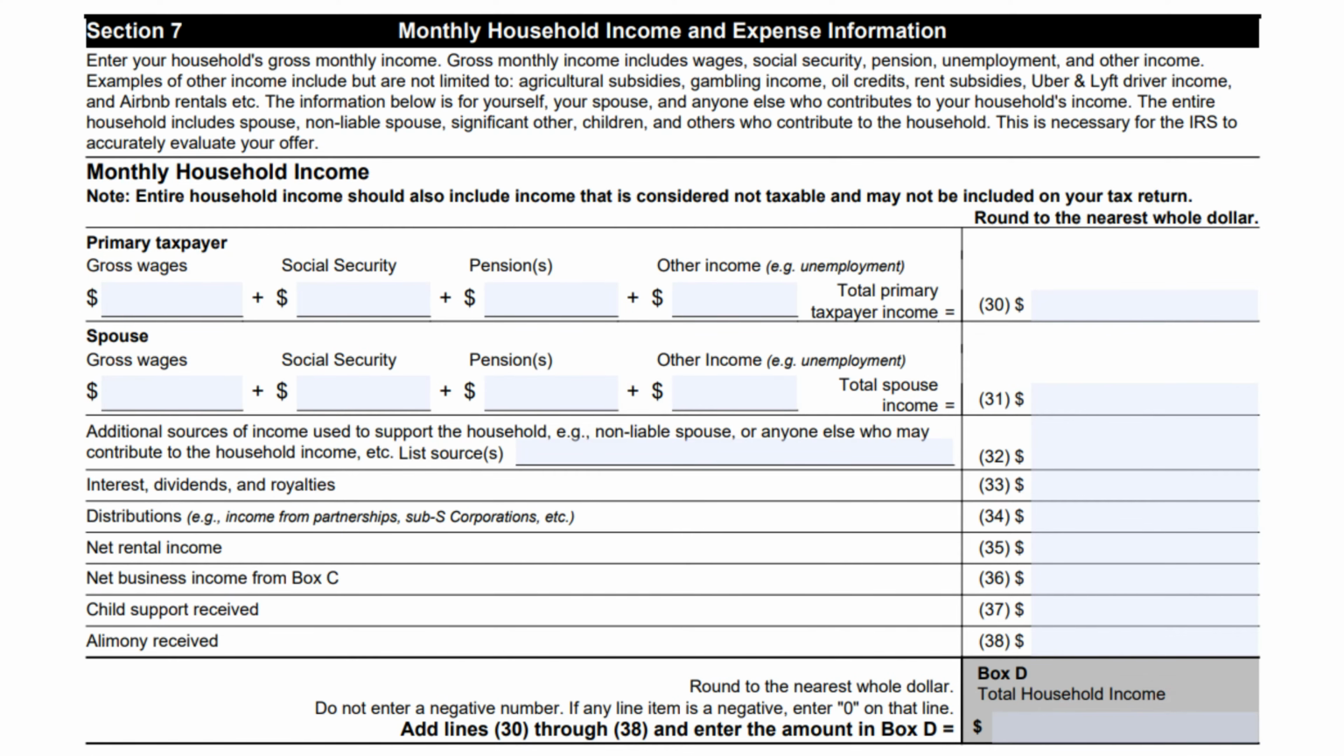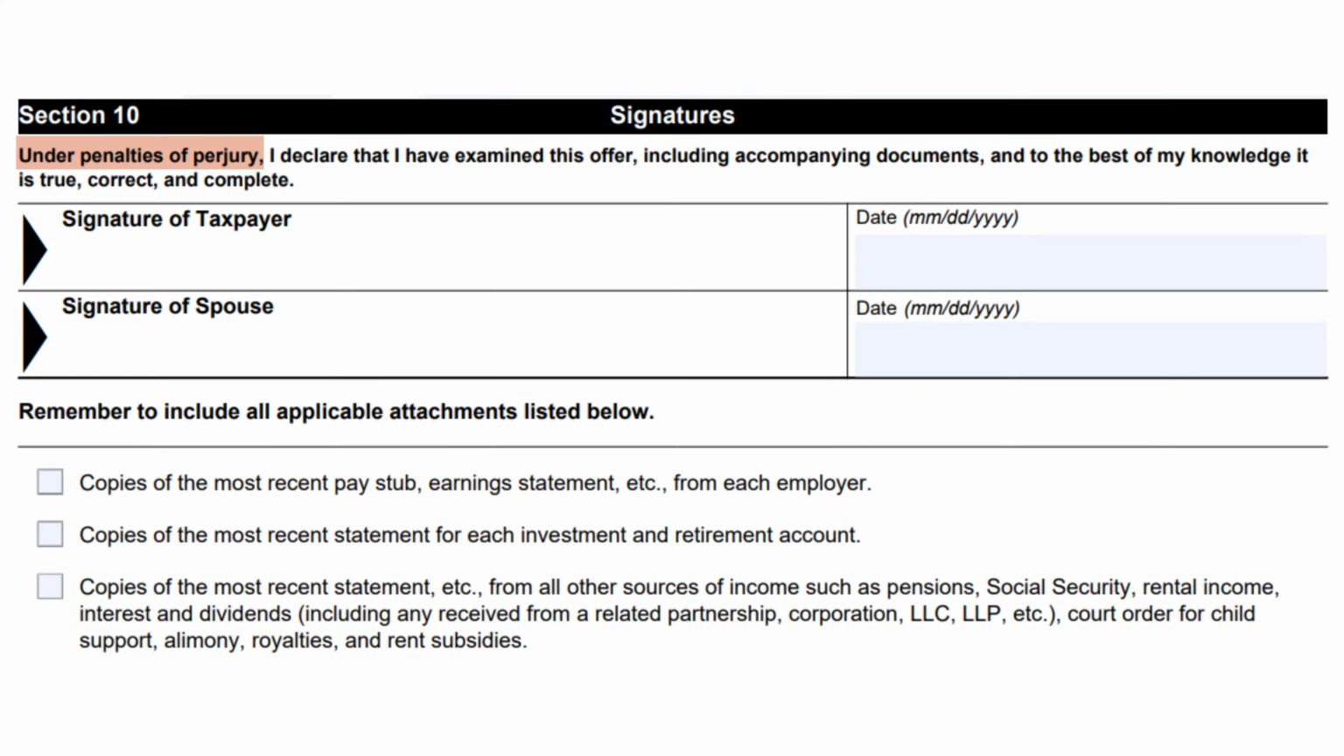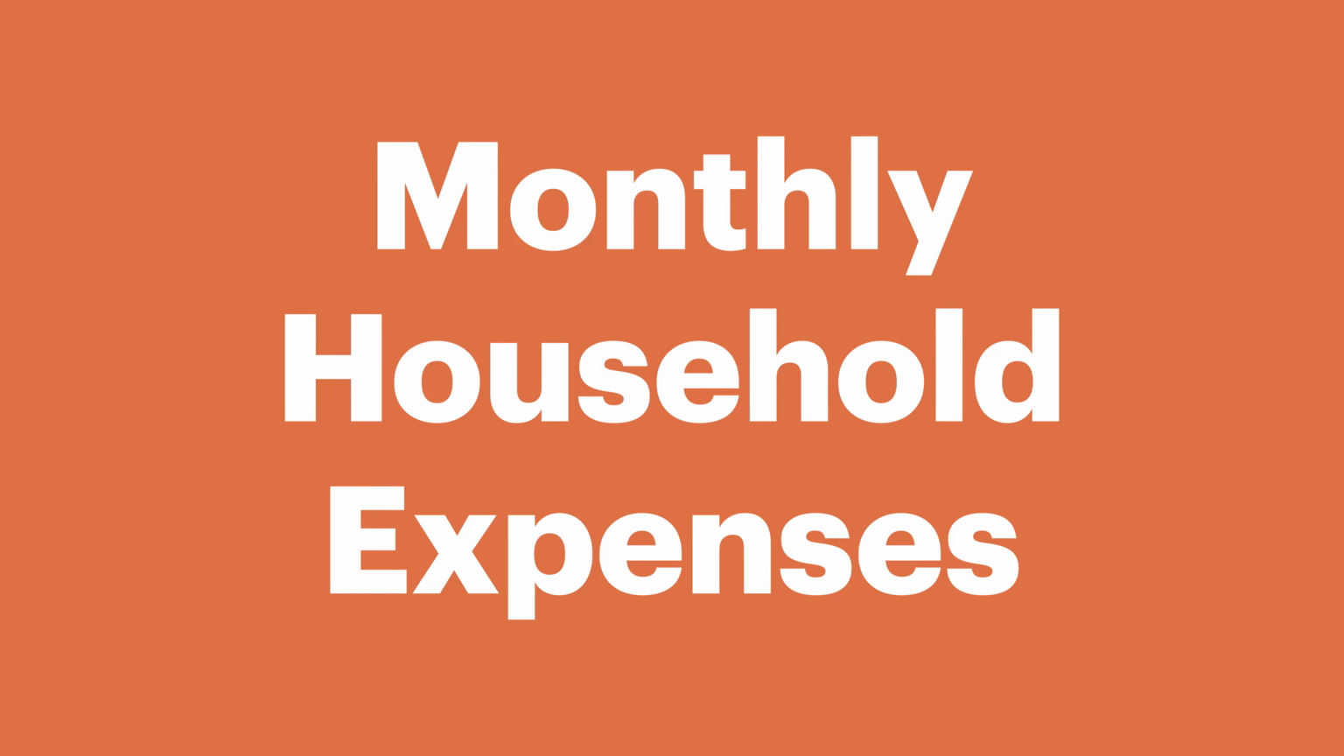All the income you receive on a monthly basis, you indicate line by line on lines 30 through 38, and then sum them all up in box D of section 7 of the form 433A OIC to arrive at your total household income. Don't leave anything out here, okay? When you sign your offer in compromise and you submit it, it's under penalty of perjury. Okay, so keep that in mind. All right, let's move on to the expenses now.